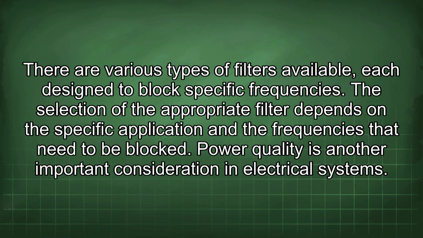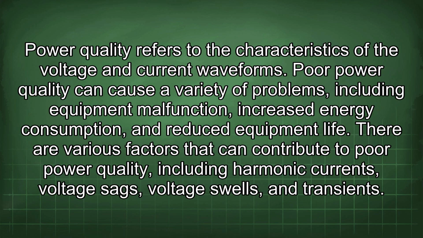Power quality is another important consideration in electrical systems. Power quality refers to the characteristics of the voltage and current waveforms. Poor power quality can cause a variety of problems, including equipment malfunction, increased energy consumption, and reduced equipment life. There are various factors that can contribute to poor power quality, including harmonic currents, voltage sags, voltage swells, and transients.